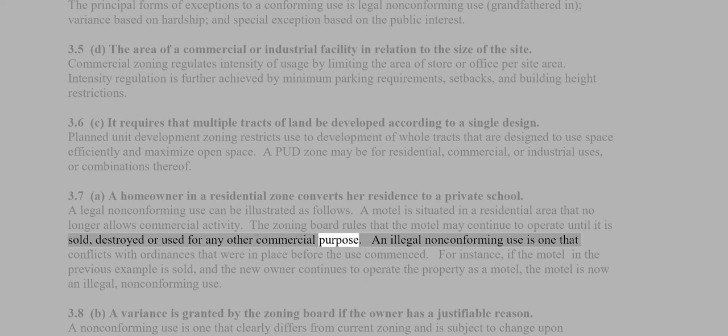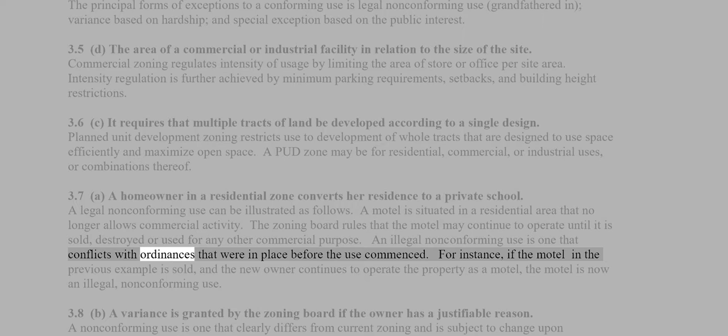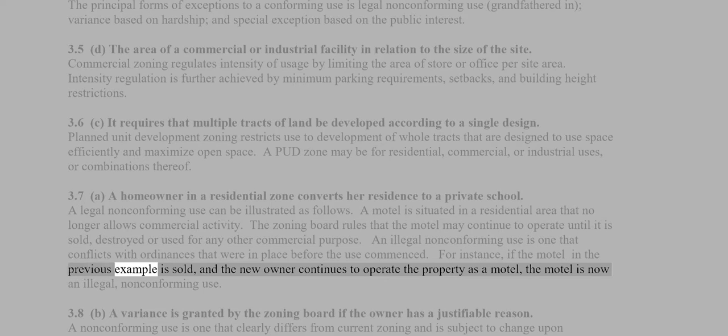other commercial purpose. An illegal non-conforming use is one that conflicts with ordinances that were in place before the use commenced. For instance, if the motel in the previous example is sold, and the new owner continues to operate the property as a motel, the motel is now an illegal, non-conforming use.